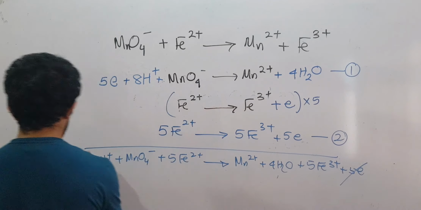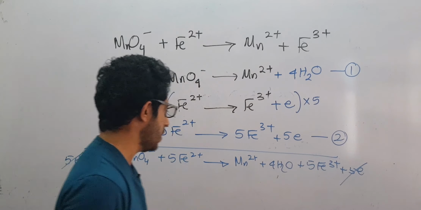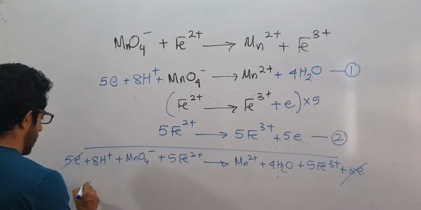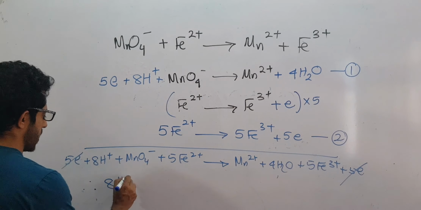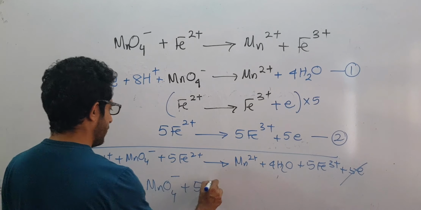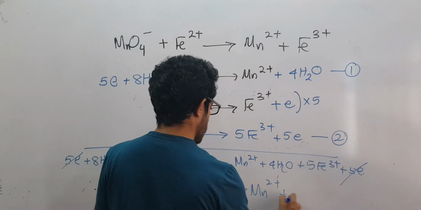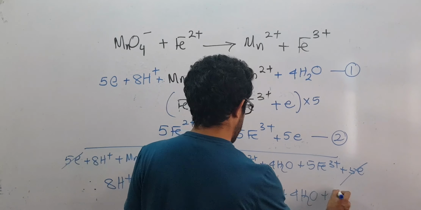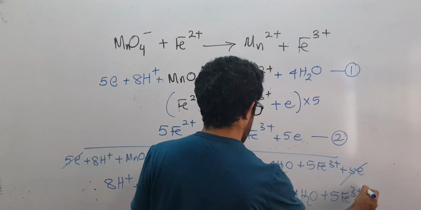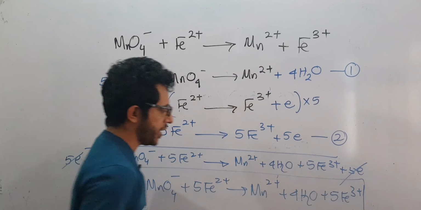So you can cancel off these electrons. If you have H plus and water, you also have to cancel them as well. The remaining part is the balanced redox reaction, which is 8H plus, MnO4 minus, 5Fe2 plus, gives you Mn2 plus, 4H2O, 5Fe3 plus. So this is the balanced redox ionic reaction.